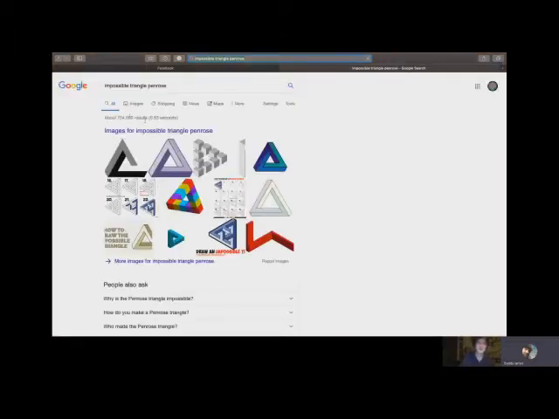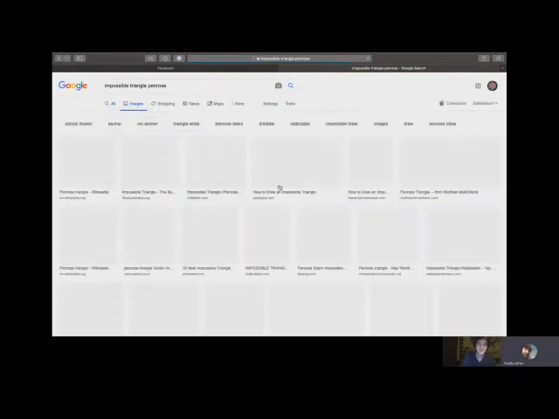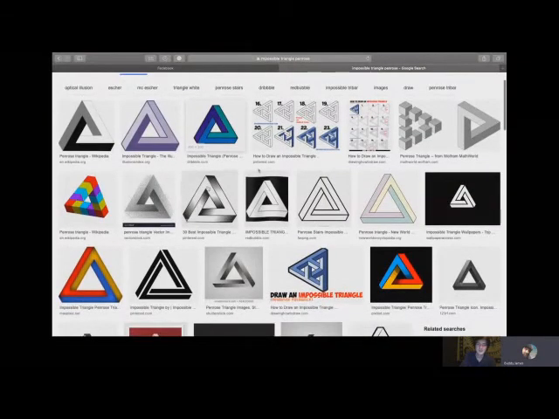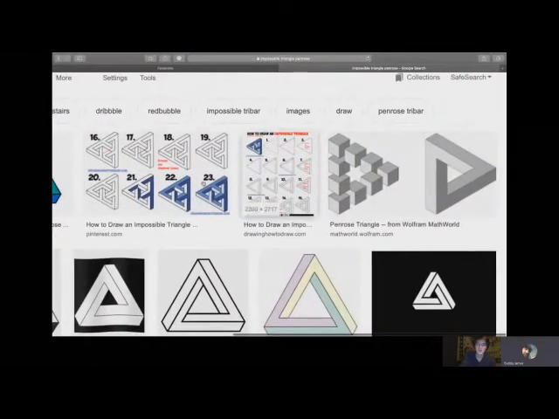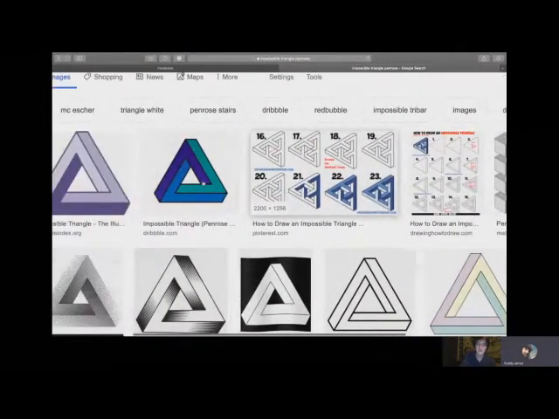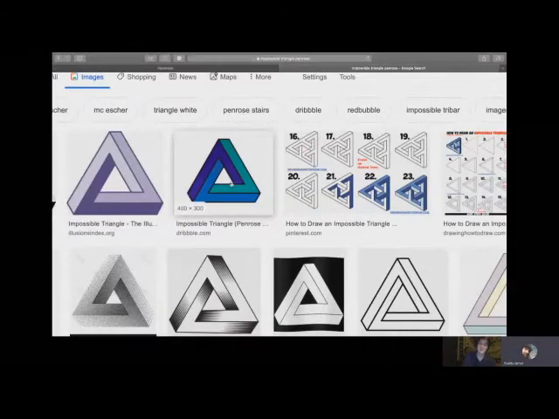I bet you'll know this. You've seen this? Oh yeah, that's MC Escher's triangle, bro. Yeah. That is not Penrose. You cannot call that Penrose, dude. That's MC Escher. No, it is.